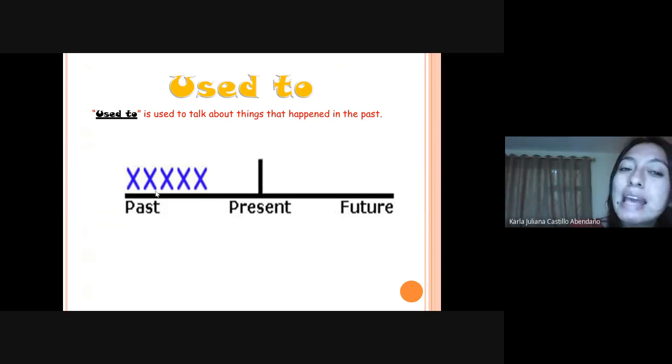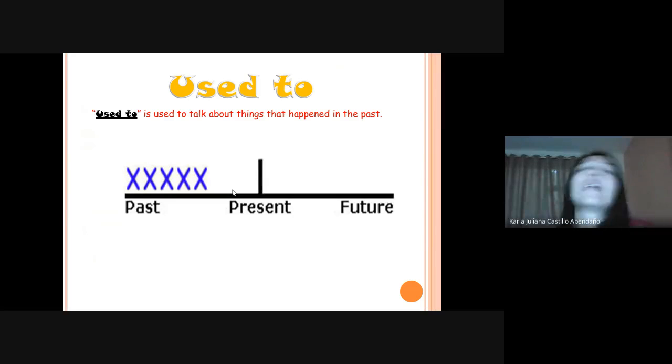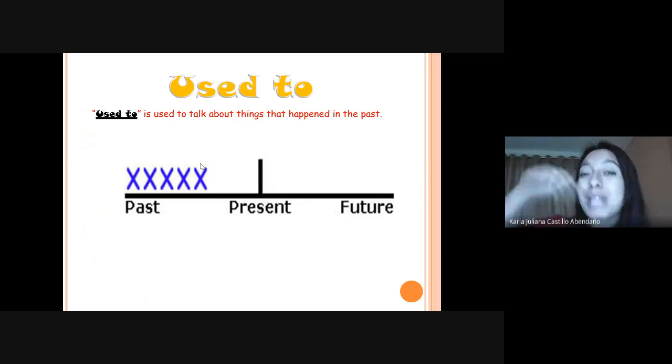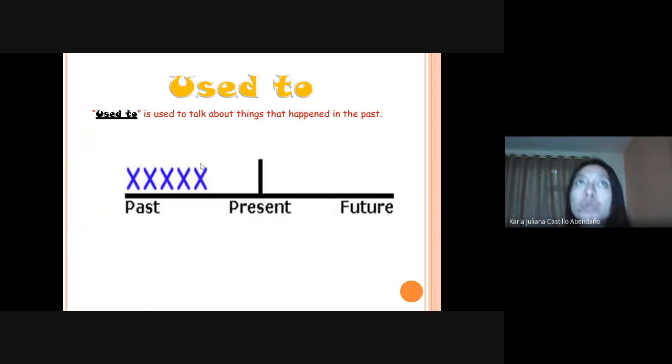And this is the blue crosses that we are showing, that in the past we used to do, or we used to be, in a certain way. But today, now, in the present, no more, right? For example, I used to study at university, at UNL University. But today, no, I don't study at university anymore, right?